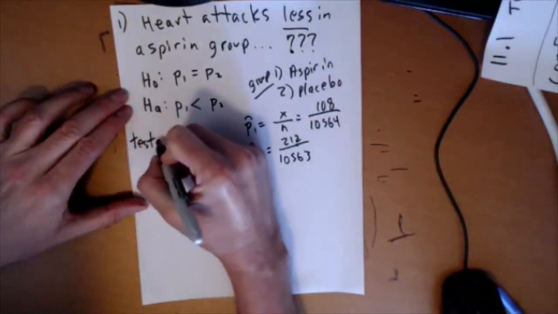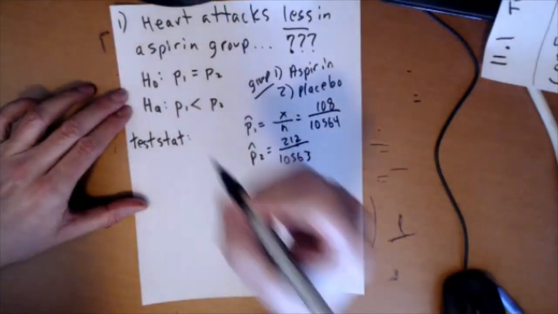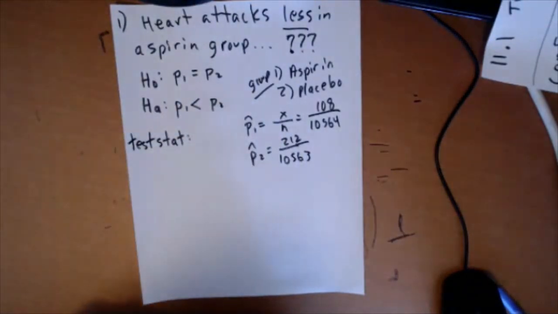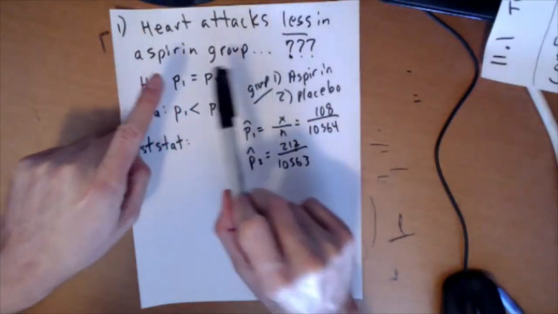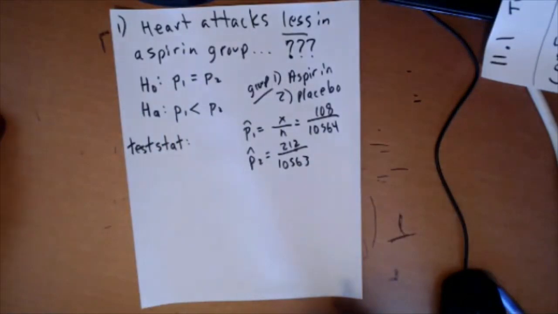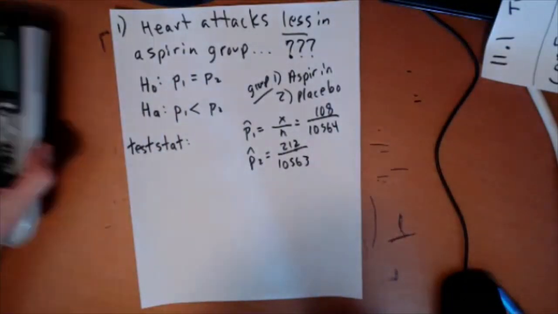Okay, test that. So now we're going to go to our calculator. It's a hypothesis test. There's two groups, and they're talking about proportions. So we are going to use the 2-prop Z test.